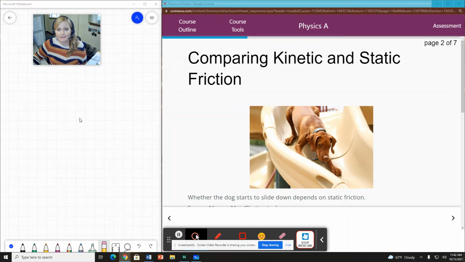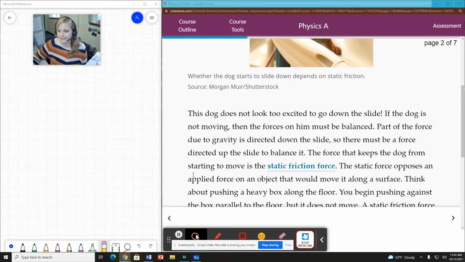Today we are looking at our lesson on friction, comparing kinetic and static friction. This one has some math involved, so I wanted to make sure I went through it with you, especially since we do not have a live lesson coming up this week due to fall break. I definitely wanted to make sure you had some support on this lesson.